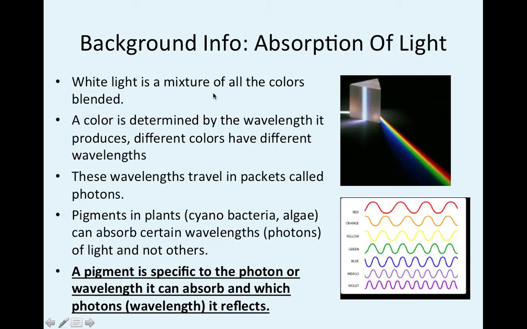Okay, so some background. What is white light? White light is a mixture of all the colors of the light blended together. We can see that with a prism. When white light comes in, it's really all of these colors all blended together. Now, what color it is is determined by its wavelength.